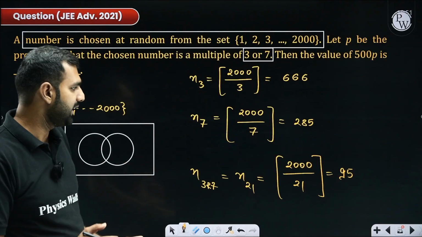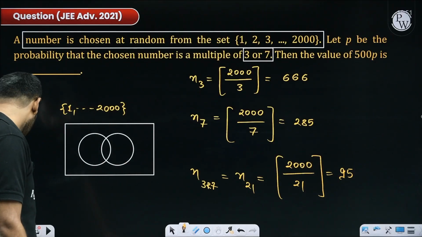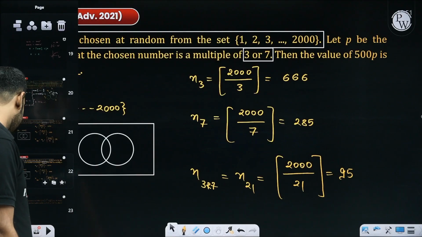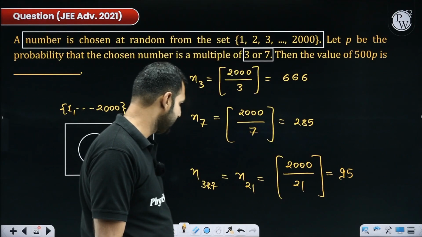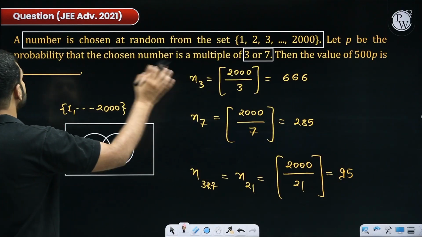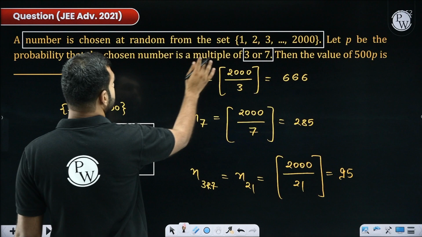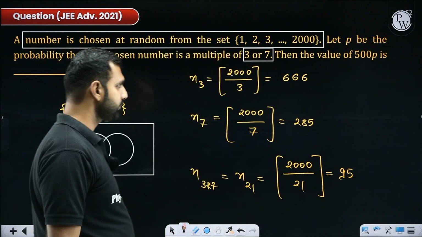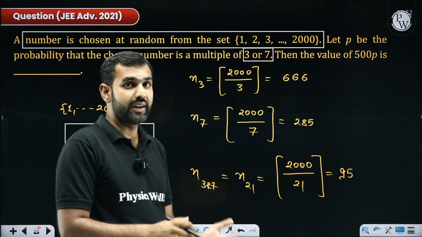But the question doesn't end here. It actually starts here. You have gotten the data now. After getting the data, what are you supposed to do next? That's the more interesting part. Let's read the question again. P is the probability that the chosen number is a multiple of 3 or 7. So the chosen number is a multiple of 3 or 7.